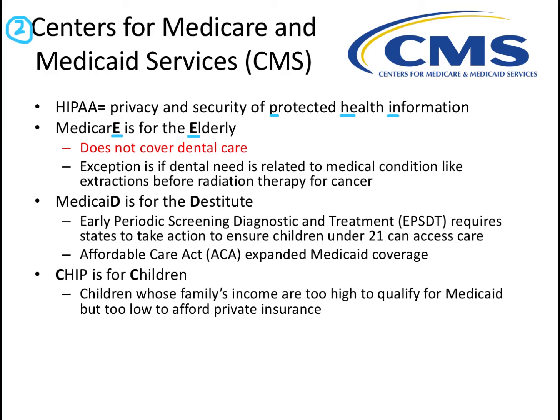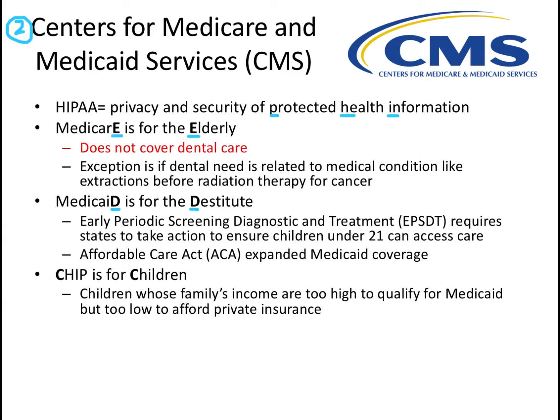Now, Medicaid is a joint federal and state program for people with very low income, and in some cases also disabled and elderly. So this time, remember D and D for destitute, meaning someone who is poor. So Medicaid covers roughly 55 million Americans, and it involves a couple other things to note here. The early periodic screening, diagnostic, and treatment, wow, that's a mouthful, requires states to take action to ensure children under 21 can access care, and the Affordable Care Act, or ACA, known colloquially as Obamacare, expanded Medicaid coverage as part of it.